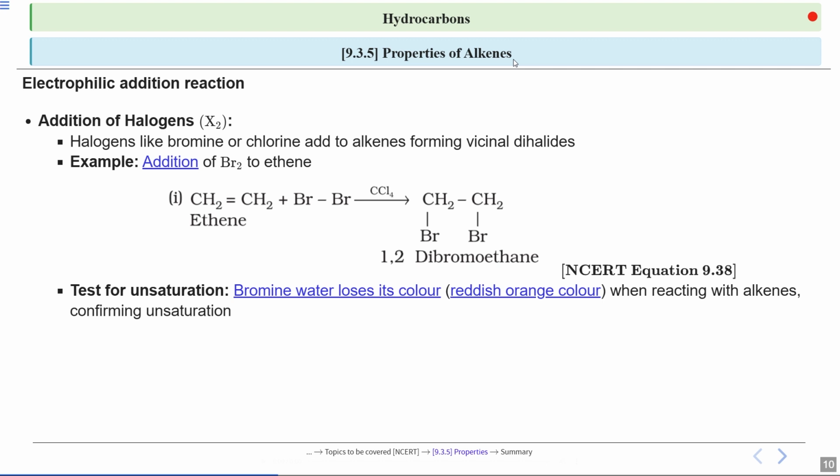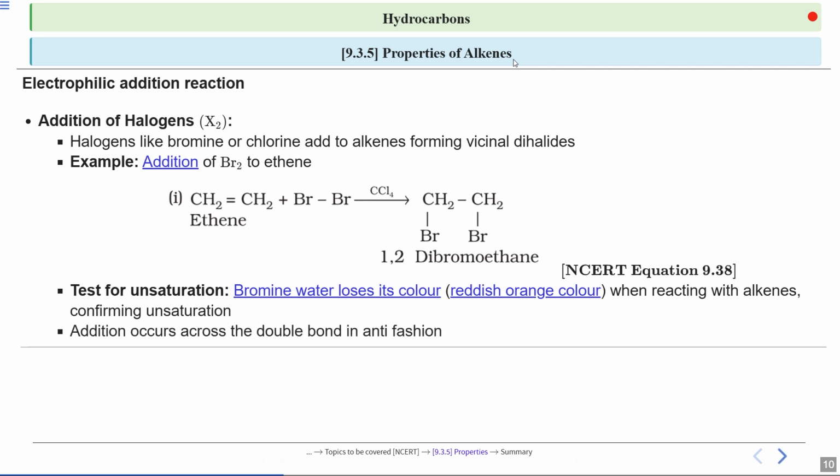Now this reaction has an important application. It can be used to test unsaturation in an organic compound. If you add bromine water, which is reddish orange, to an alkene, the color disappears. The reddish orange color disappears. This loss of color tells us that a double bond was present, confirming unsaturation in the molecule.